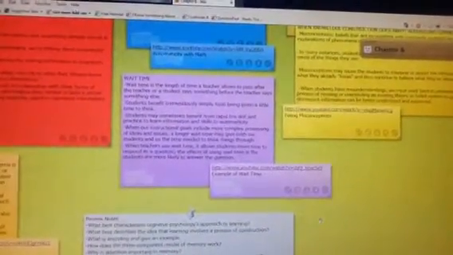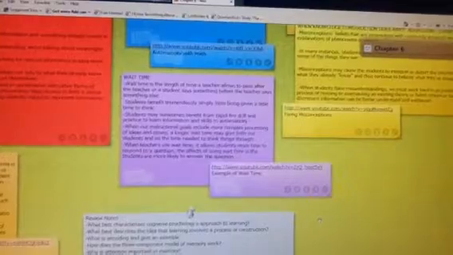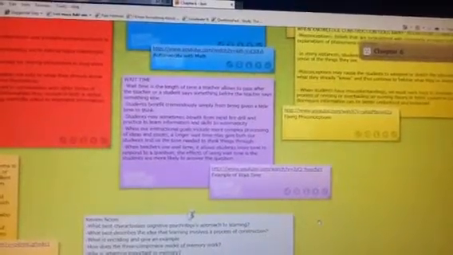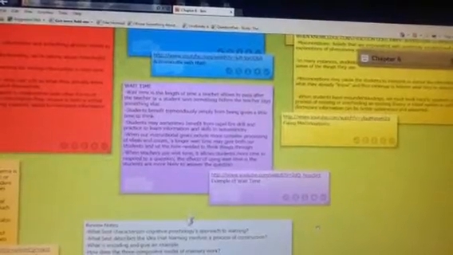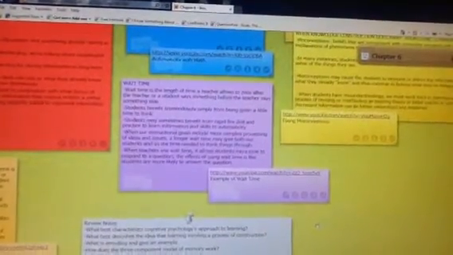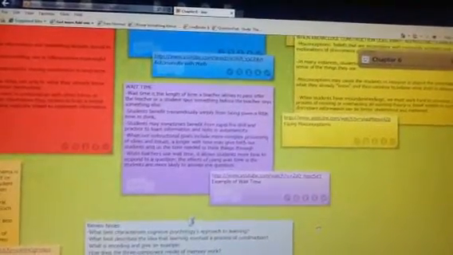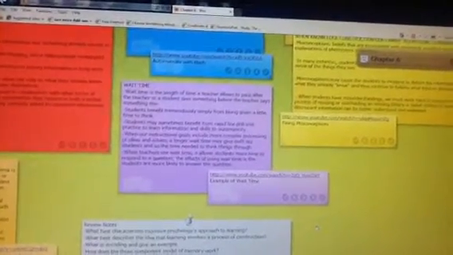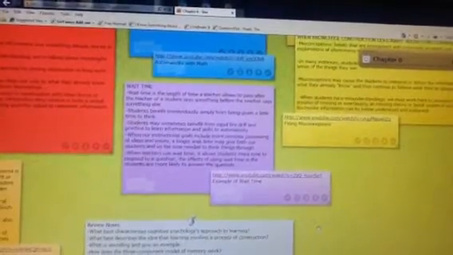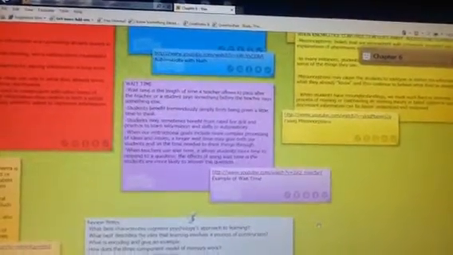Students may sometimes benefit from rapid fire drill and practice to learn information and skills to automaticity. We're going to talk about automaticity in just a few minutes. Rapid fire drill and practice would maybe be a minute math, where you have a bunch of problems and they have to try to come up with as many correct answers as they can in a minute. There's times for all of that, but you know as well as I do, sometimes the thought process takes a little bit longer.